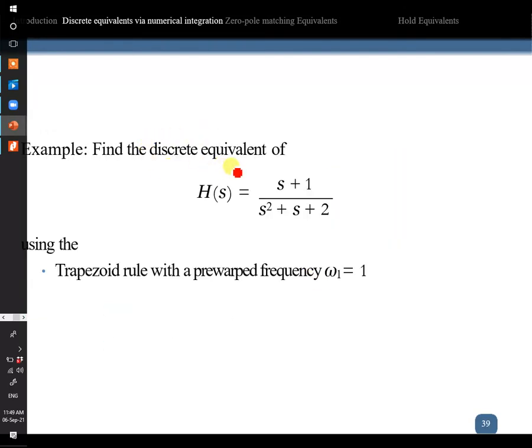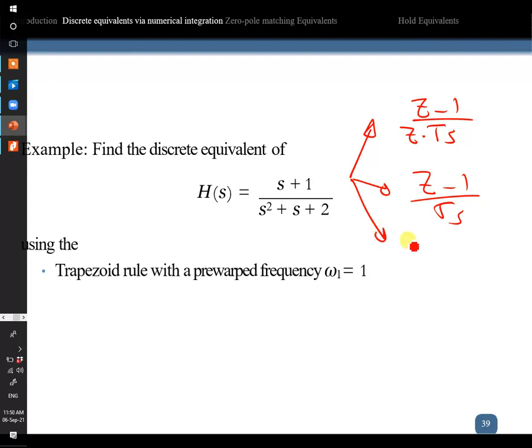Find the discrete equivalent of H(s) = (s + 1) / (s^2 + s + 1). If you remember, we found (z - 1) / (Ts z) for the backward, another one we put (z - 1) / Ts, and another one we put (z - 1) / (z + 1) with a denominator of 2 over Ts. Another method is named the trapezoid with the pre-warping frequency omega1 equal to 1.